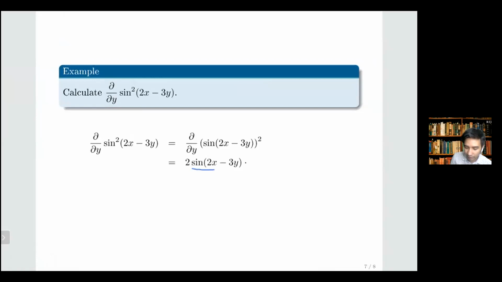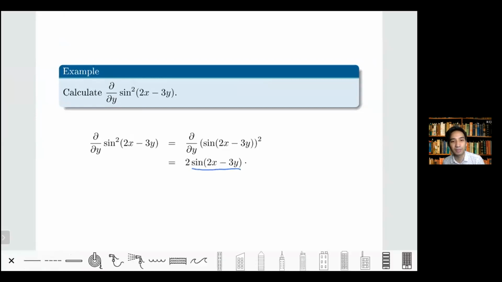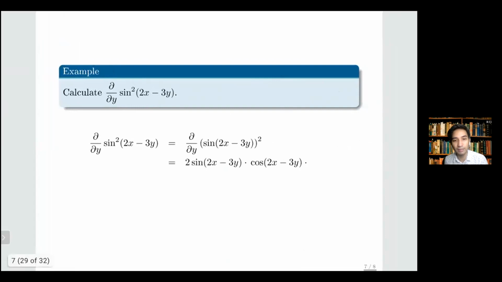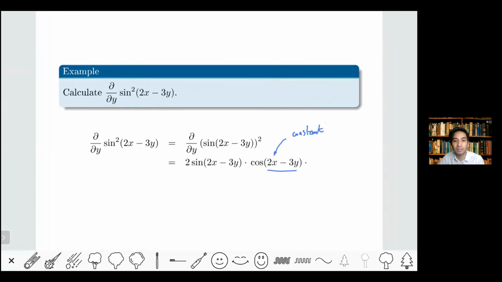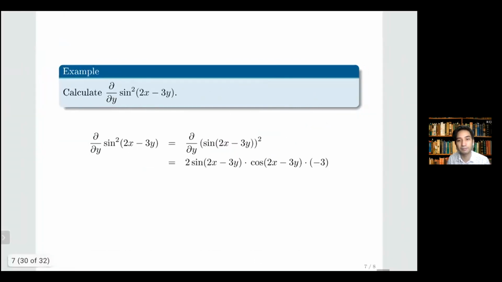So what is the derivative of the inside function? What is the derivative of sine of 2x minus 3y? That's going to be cosine of 2x minus 3y times, again, the derivative of what's inside. But as I mentioned earlier, you have to think of x as a constant. Okay, so when you differentiate the constant minus 3y, that's going to be 0 for the constant, right? Because the derivative of a constant is 0, and then minus 3. So this is our final answer: negative 6 times sine of 2x minus 3y times cosine of 2x minus 3y.